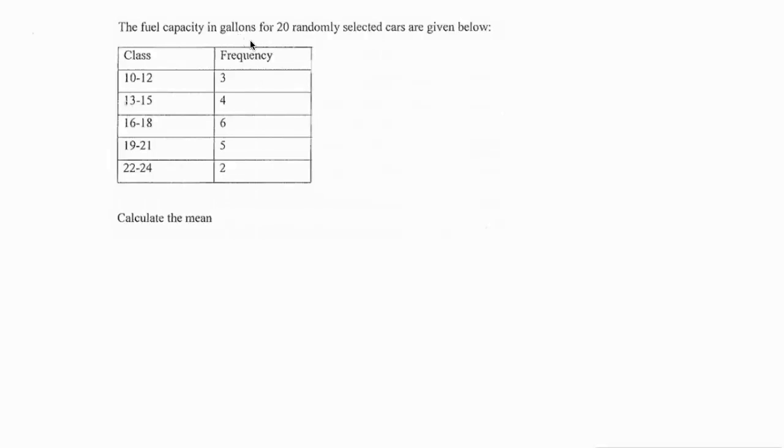The full capacity for 20 randomly selected cars are given below. So here I have 20 cars with different capacities, and I don't see 20 numbers here, but I see 5 classes with frequency for every class. So if you add the frequency, you'll get the total data size, because remember, n is a data size. N, in fact, equals the sum of the frequency in case of grouped data. So this is equal to 20 here, and now I need to get the average, calculate the mean.